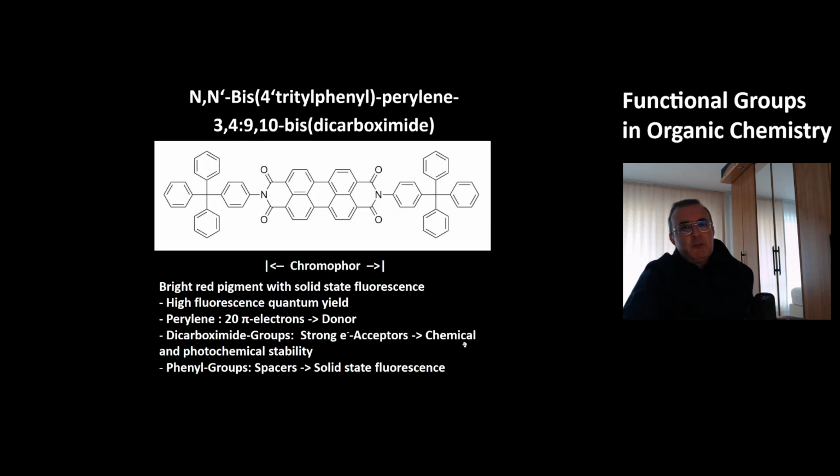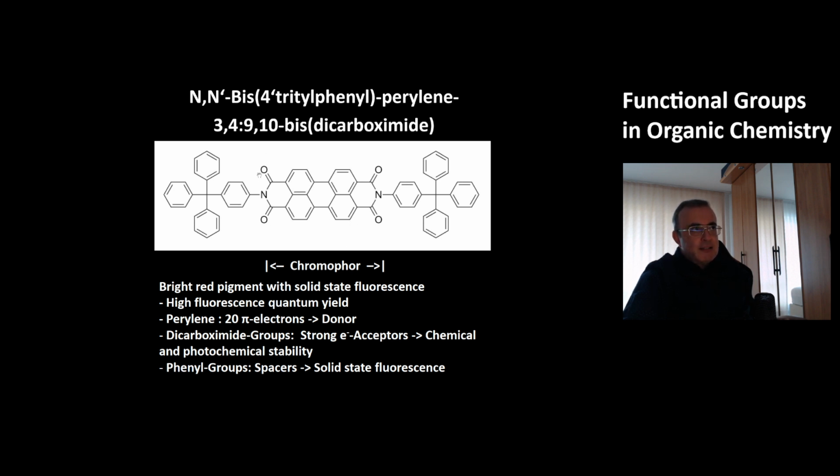This is one molecule I made when I was working on my PhD. It is called N,N'-bis-4-tritylphenyl-perylene-3,4,9,10-bis(dicarboximide). And this is the structure. You can see the basic structure is perylene, this aromatic compound with 20 pi electrons. This is also the donor group.